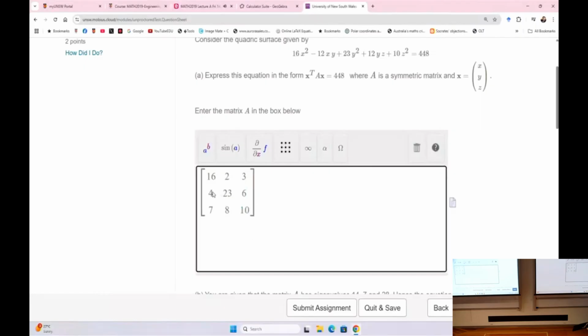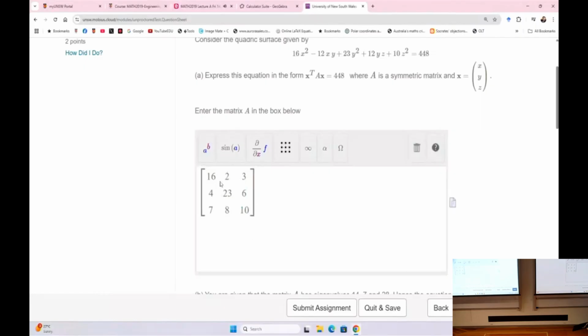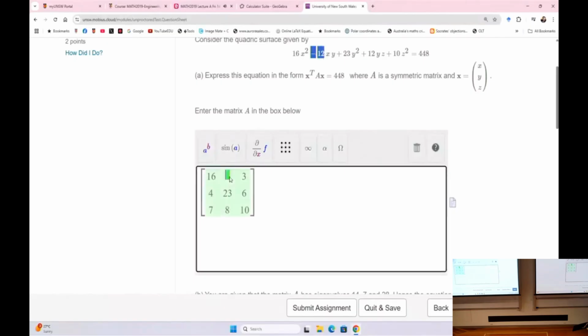Okay, now what about this other diagonal? What goes there? Yeah, half of the coefficient of x, y. Okay, so this would be -6. And this would be -6.